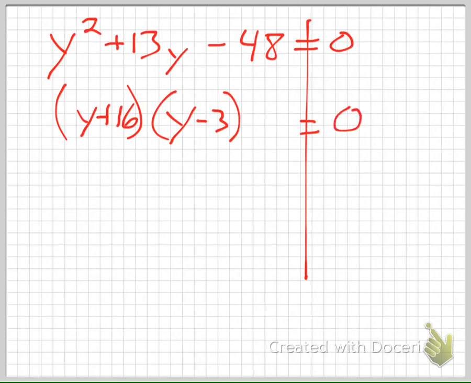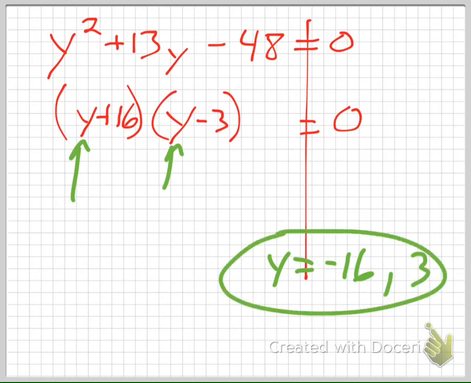So now look here, people. Remember, if either one of these, if him or him equals 0, then we know that'll make it be 0, right? Well, look, this happens real quick. What would this y need to be to make that be 0? Negative 16. What would this y need to be to make it be 0? Do you see what I'm saying?